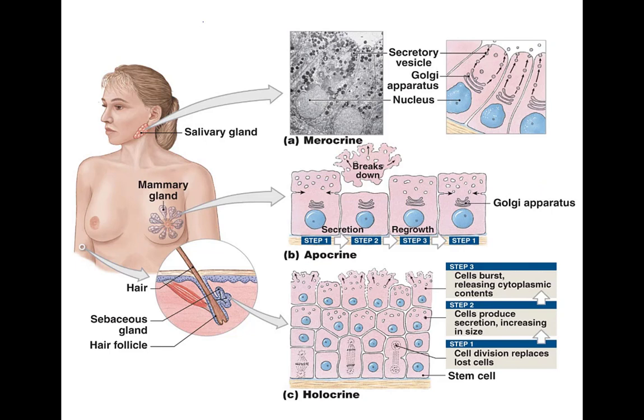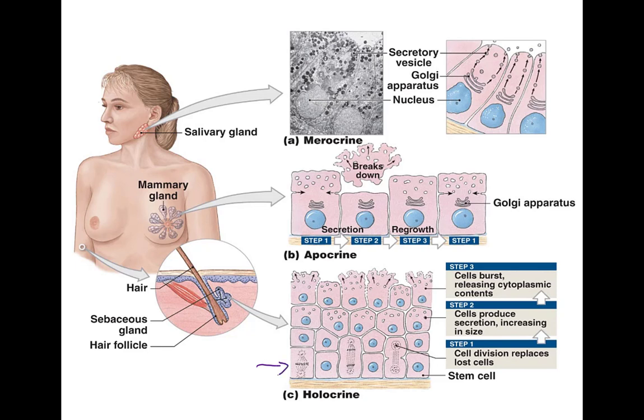Our last mode of secretion is called holocrine secretion, and it's down here at the bottom. Right? Now, holocrine secretion differs from both apocrine and merocrine secretion in that holocrine cells do not survive. Holocrine cells themselves become part of the secretory product, meaning they blow up and cease to exist once they're done with their job.